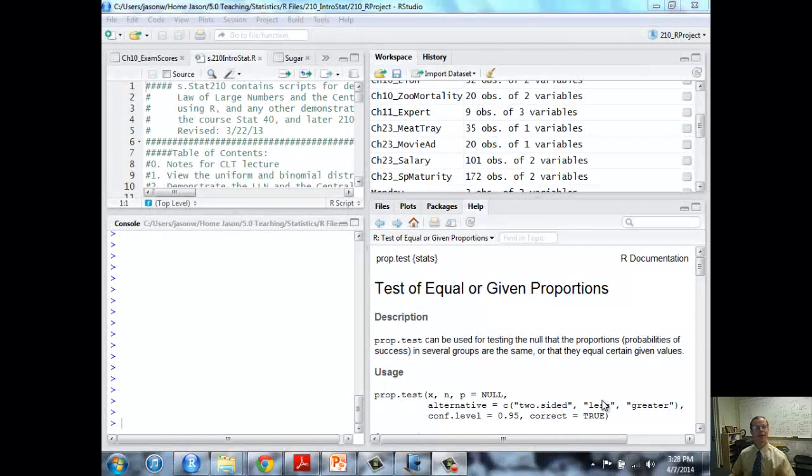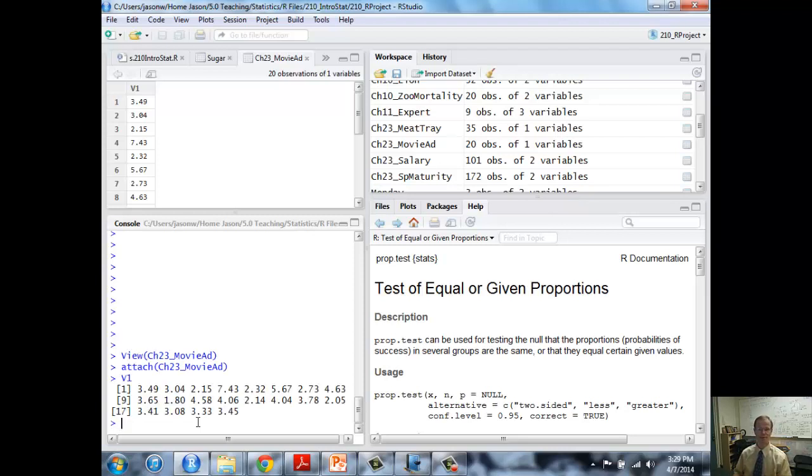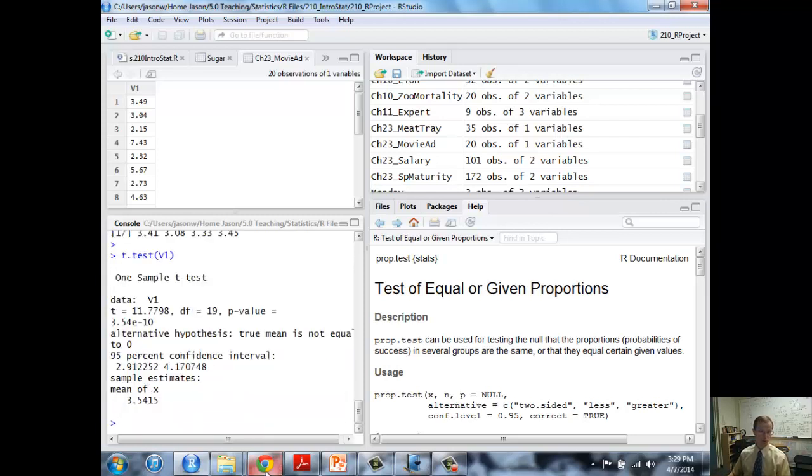Okay, now that we've done it by hand, let's show how to do this in R. Since we're doing numeric data, I've got it here, chapter 23 movie ad. I'm just going to click on it in RStudio, and it just calls it V1. There's the 20 observations. I'll hit my up arrow to access that and attach. The command is t.test. If I just do t.test on V1, by default, it's going to run.